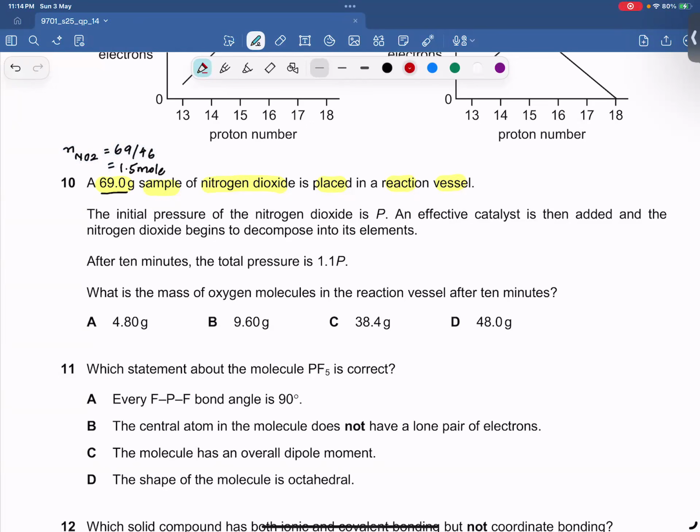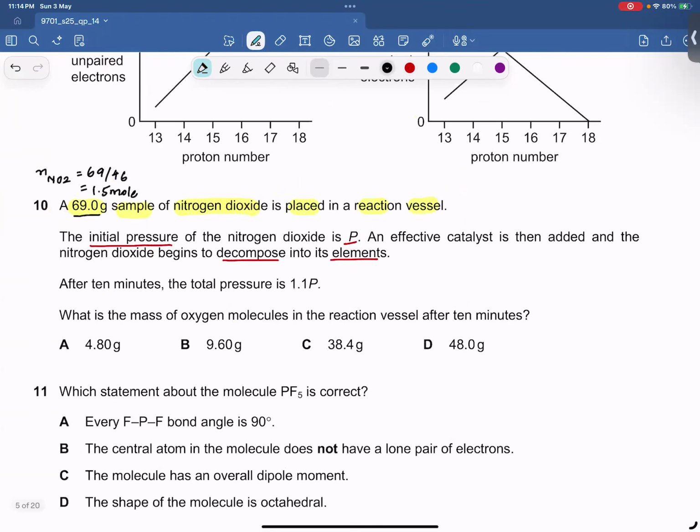The initial pressure of nitrogen dioxide is P. An effective catalyst is then added, and the nitrogen dioxide begins to decompose into its elements. Okay. So let me write the equation here. Nitrogen dioxide is converting into nitrogen and oxygen. Obviously, I have to balance the equation. It has to be like this, okay? And obviously, this reaction is going to be an equilibrium reaction because these two will react with each other and form this back, okay? So this reaction is going to be an equilibrium reaction.